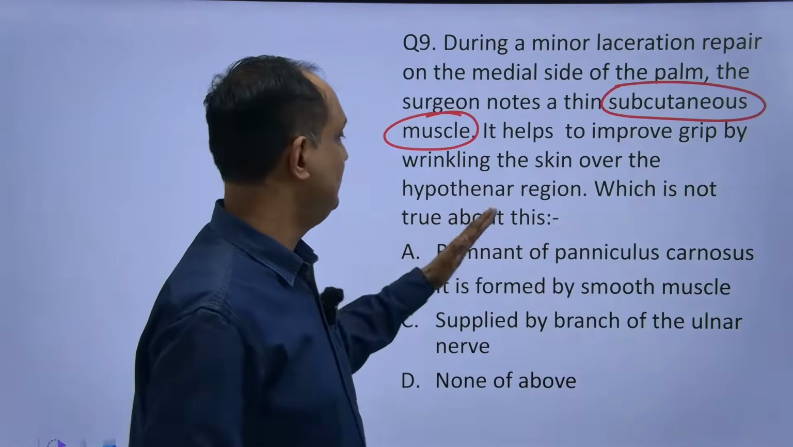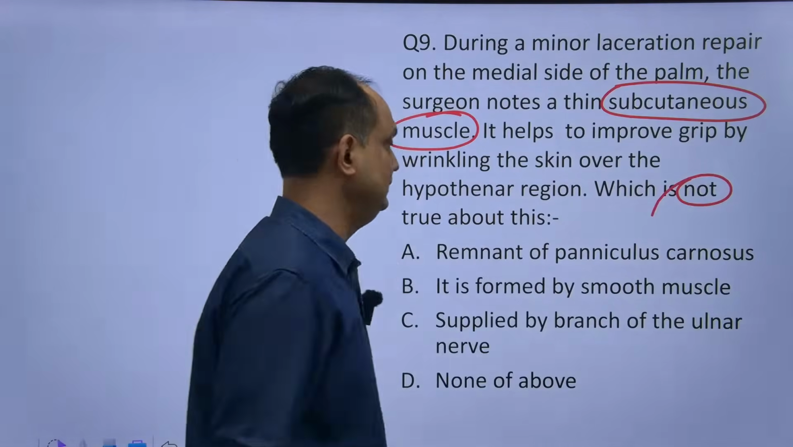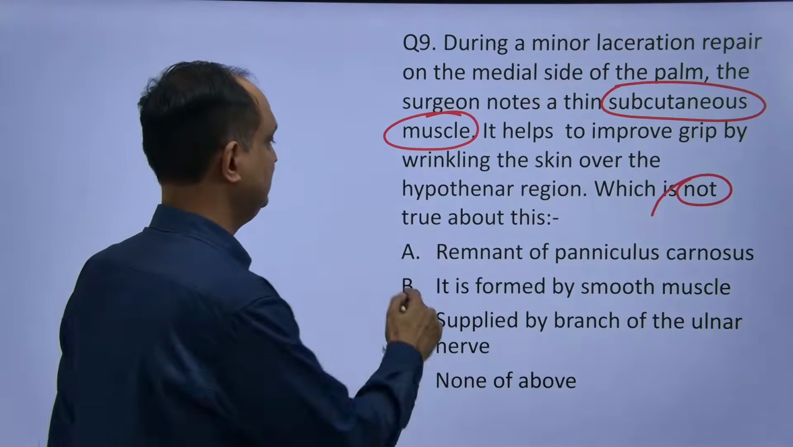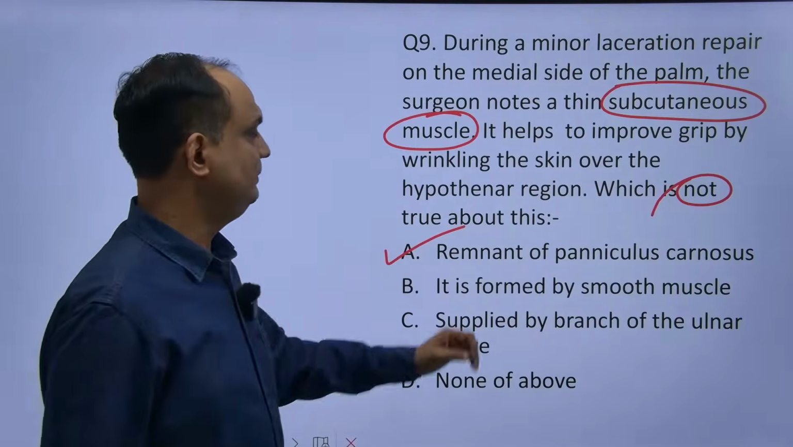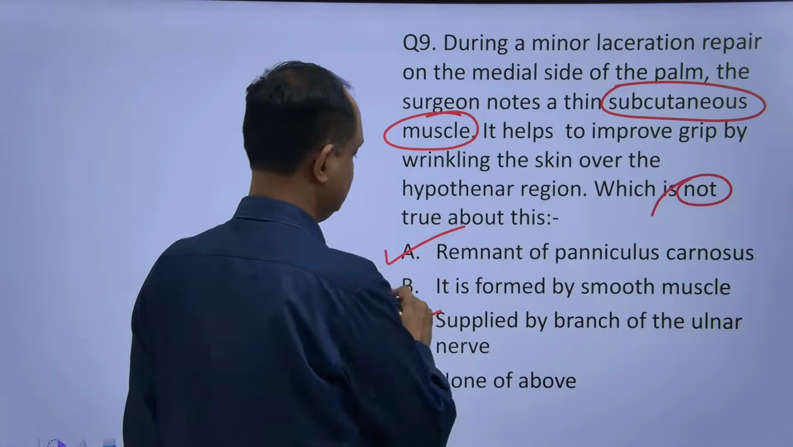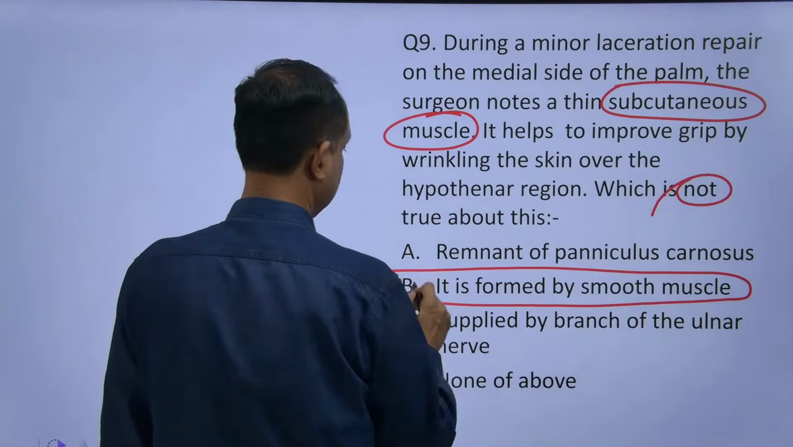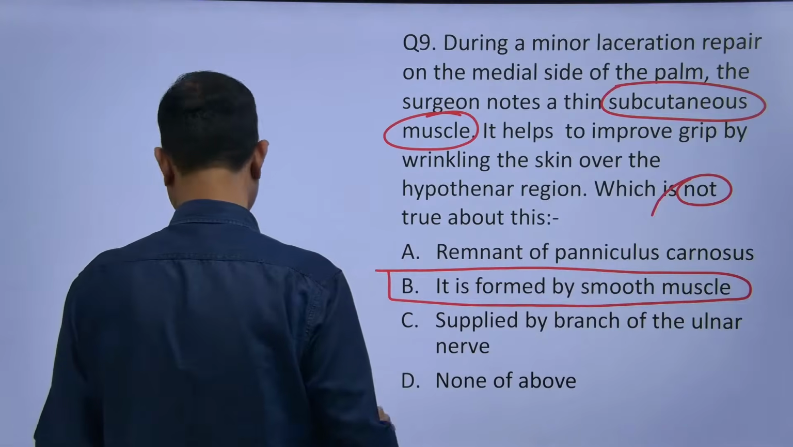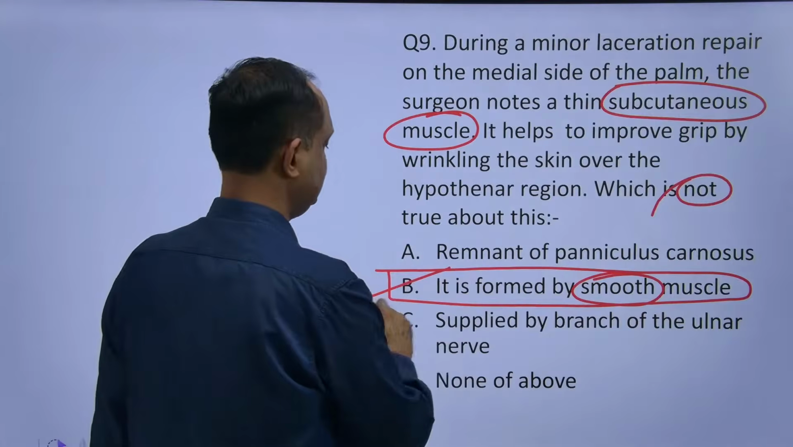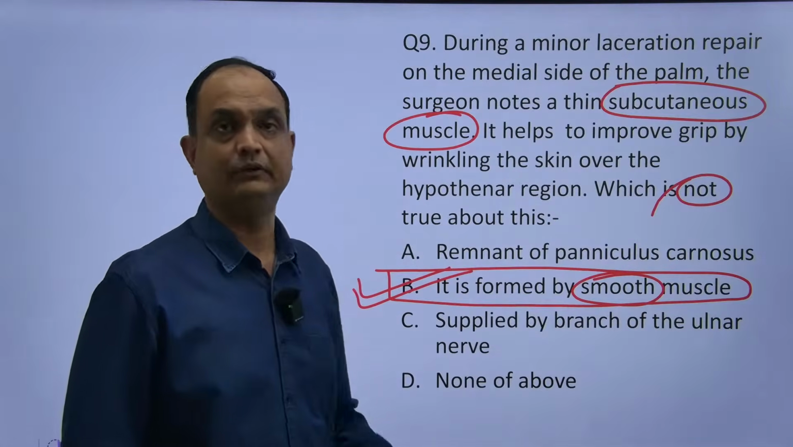Which is not true about this muscle? You have to find the wrong statement about this muscle. So, it is a remnant of panniculus carnosus. Yes, all the subcutaneous muscles are remnants of this. It is formed by smooth muscle supplied by a branch of the ulnar nerve. The nerve supply is also true, but this statement B is wrong. So what is the answer? The answer is B, because it is not a smooth muscle, it is basically a skeletal muscle. So statement B is not true about this subcutaneous muscle of your palm.